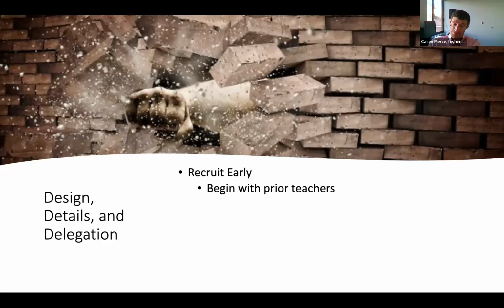Looking a little bit at the design details and delegation of this, we really think of this as a hub and spoke model, and we'll talk about that more in a subsequent slide. But some of the things we do that are effective are recruiting early. So we start our recruitment 6 months or so in advance, and a lot of the recruitment falls in the 3 to 4 month period in the lead up to the course. We start with our prior teachers, people who've taught within our course and generally had a very positive experience. So that's kind of easy recruitment.